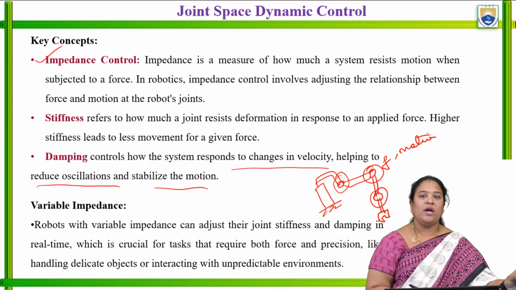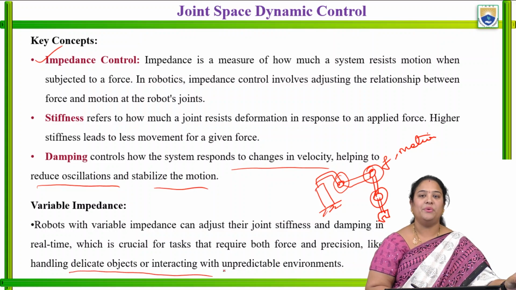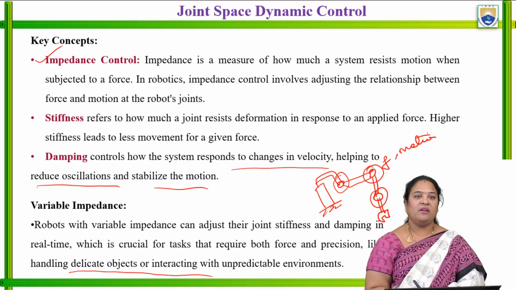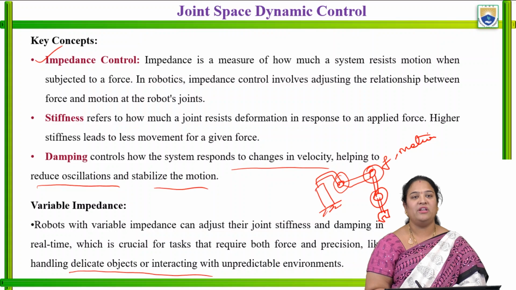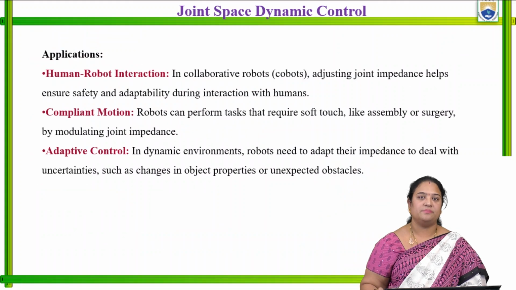Here we require both force and precision also. In variable impedance, we require both force and precision, which is used for handling delicate objects or interacting with an unpredictable environment. This is generally a real-time example of stiffness and damping in real time, where we are acting on force and precision, handling delicate objects or interacting with an unpredictable environment. That is known as the variable impedance.